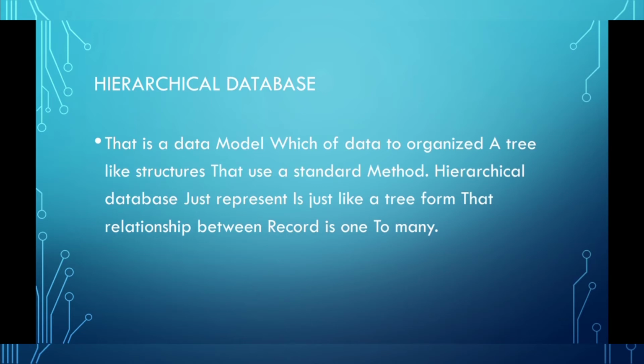Next is a hierarchical database. That is a data model which organizes data in tree-like structures that use a standard method. A hierarchical database is just like a tree form, where the relationship between records is one to many.